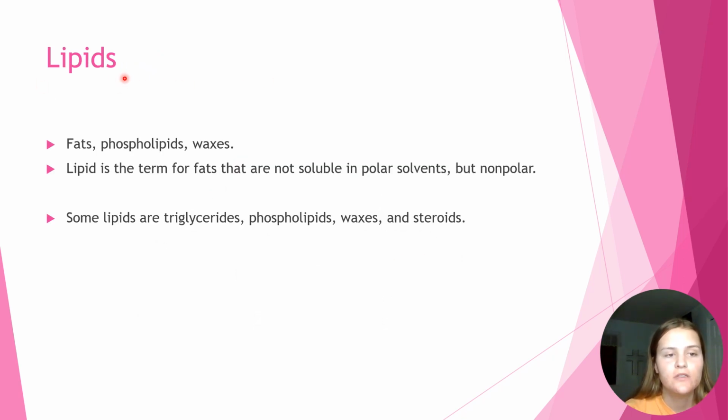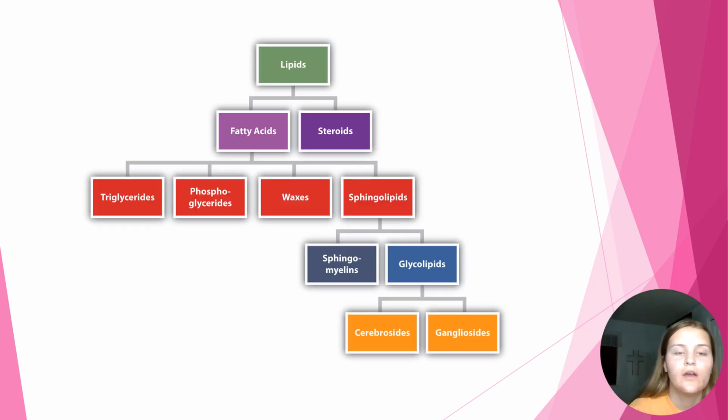So next you have your lipids. These are fats, phospholipids, and waxes. Lipid is the term for fats that are not soluble in polar solvents, but nonpolar. Some lipids are triglycerides, phospholipids, waxes, and steroids. Okay, so I just put a picture here. As you can see, all the chains of lipids. It kind of speaks for itself.